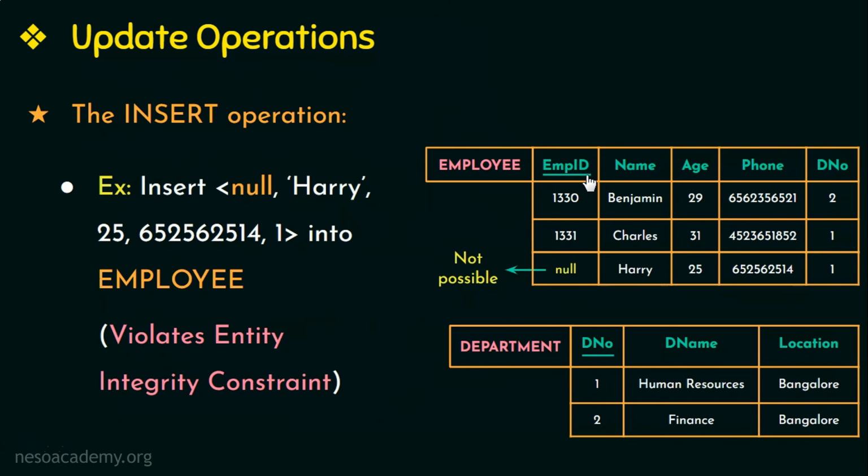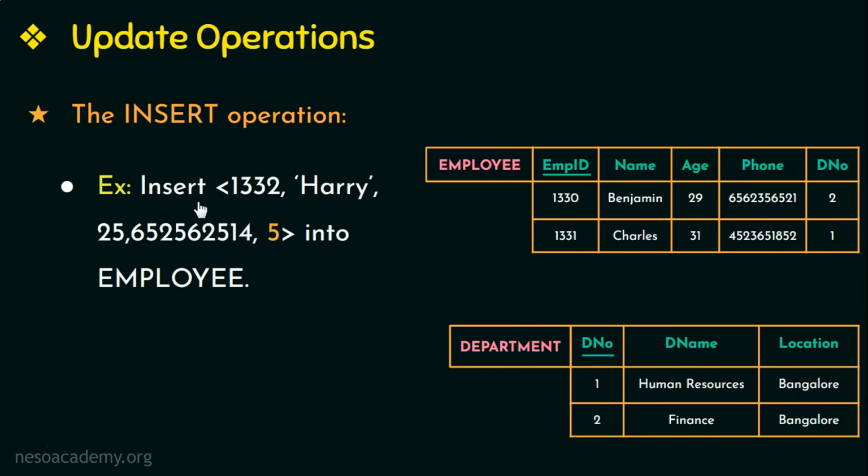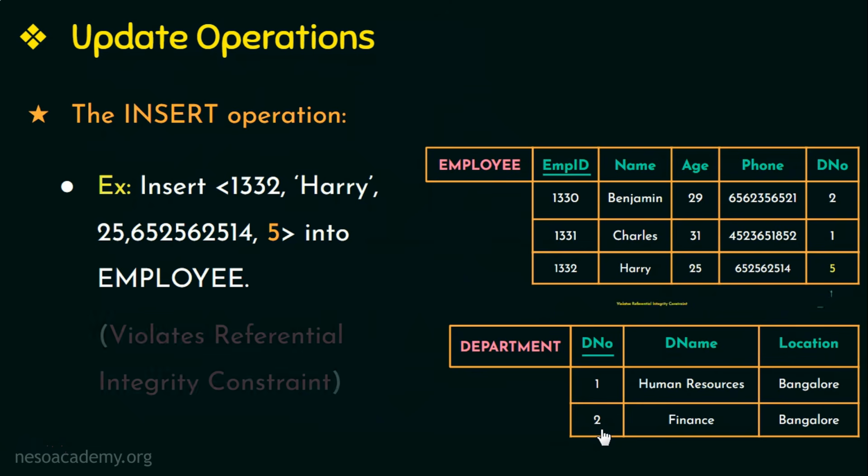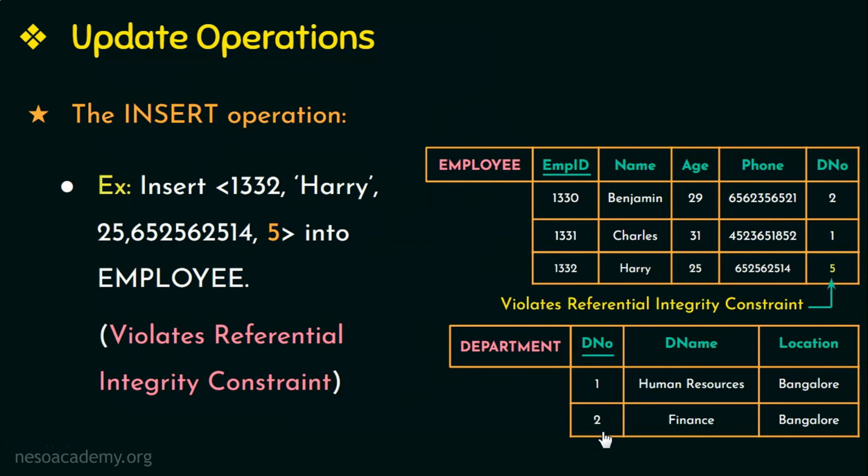Let us see one last example in this insert operation. In this example, I'm inserting a new tuple with these values into the employee relation. From the previous video, we know that this D number is a foreign key because it refers to the primary key of another relation. We also learned that the values of the foreign key should match with the existing tuples it refers to. Since this value of the foreign key doesn't match with any of the values it refers to, it violates the referential integrity constraint.